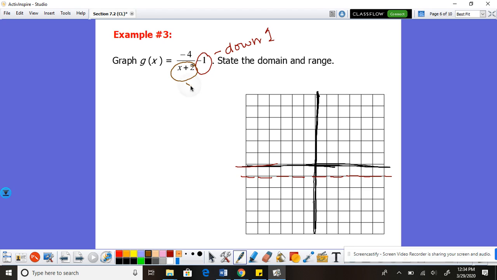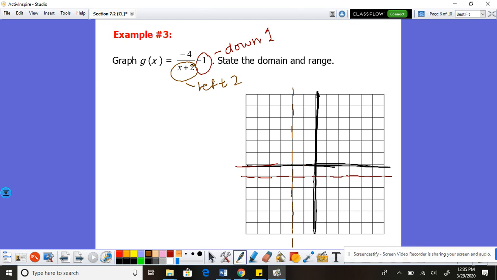This tells me I'm going to be moving left 2. So if I'm normally along the y-axis, left 2, 1, 2 would be this. And once again, we show asymptotes with dotted lines, not solid lines. All right, so now I'm going to put this into my calculator. Bear with me for a moment. So -4 over x plus 2 minus 1.